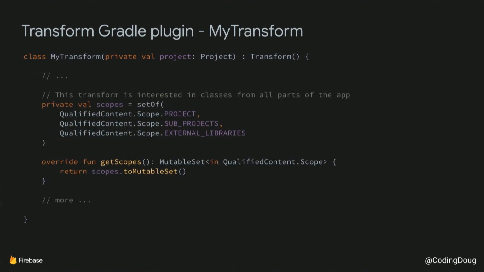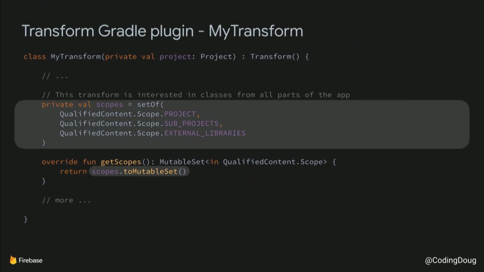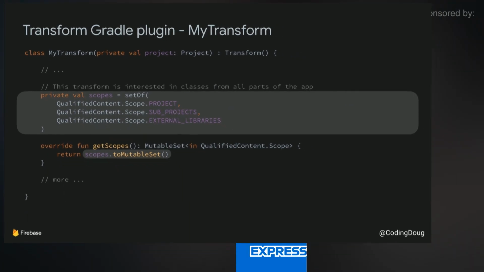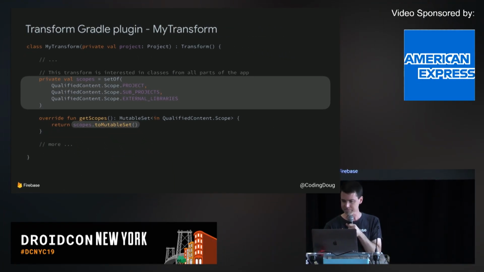The other thing we're doing is we're telling it which classes we're interested in. So when we return a value from getScopes, the scopes determines which classes you're going to get fed. In this case, I want all the classes. I want everything from the project itself, the Gradle project. I want everything from all of its sub-projects, so all of the modules, and all of the third-party libraries. I want to see everything, every single class that's going into the build. I'll look for HTTP transactions and rewrite them at the end of the transform.